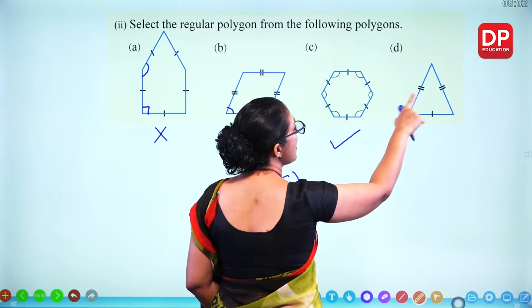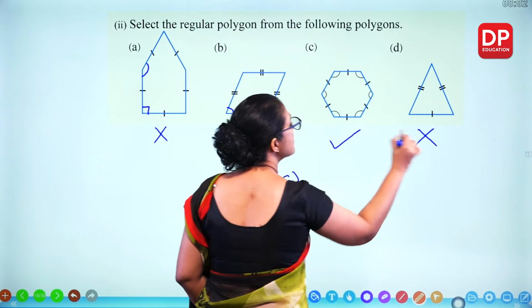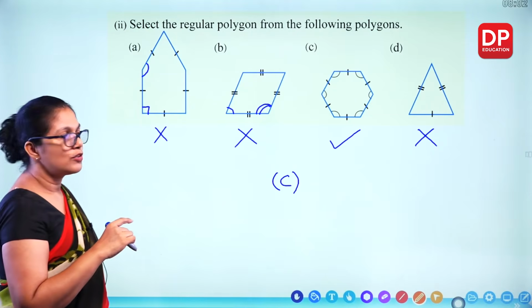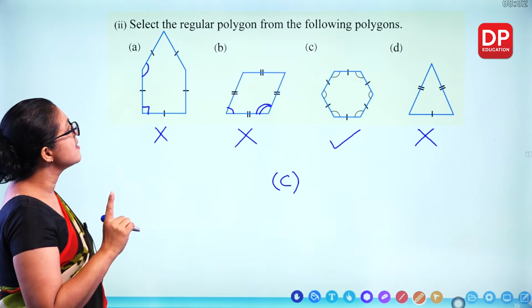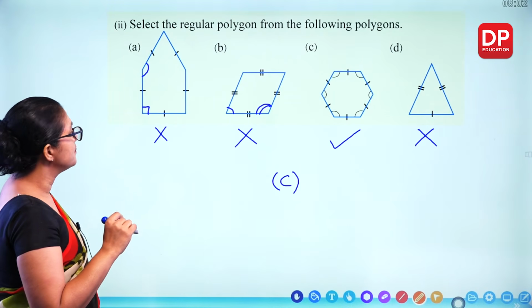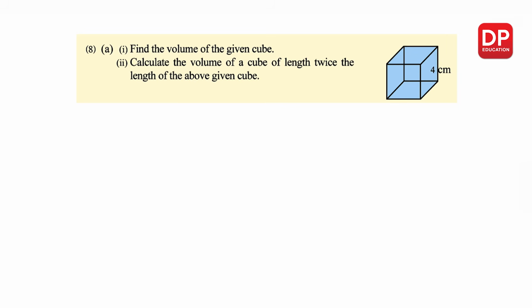This one, only two sides are equal, the other one is not equal. So that's an isosceles triangle, not a regular polygon. Only C is a regular polygon. Look at question number 8.